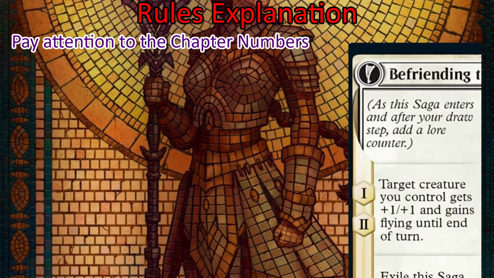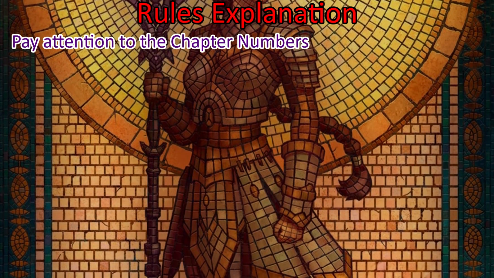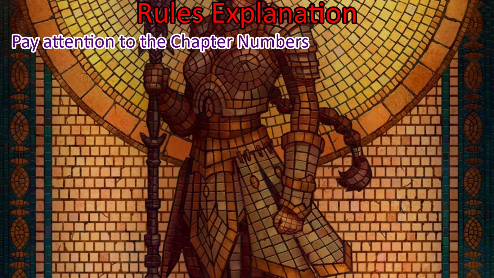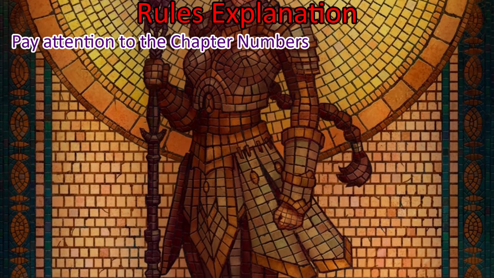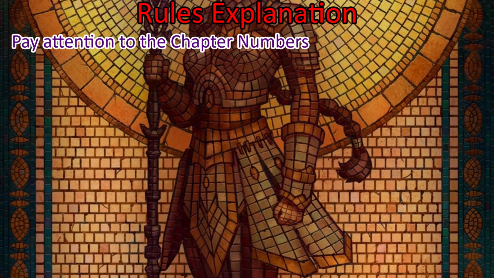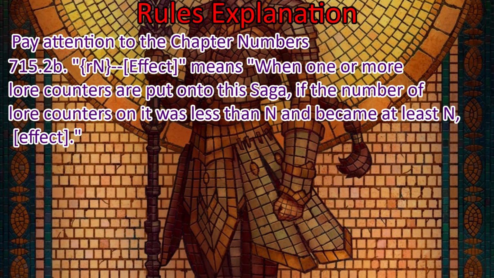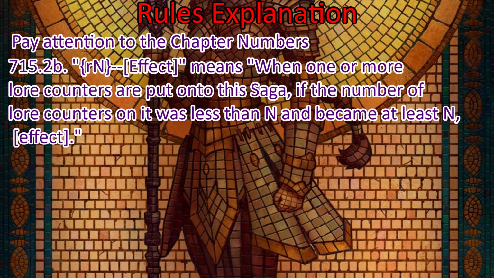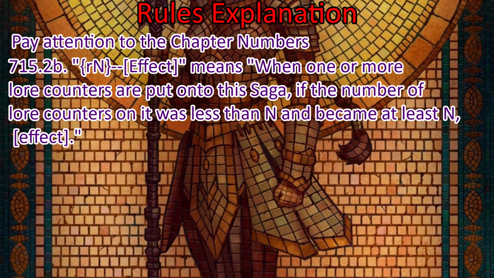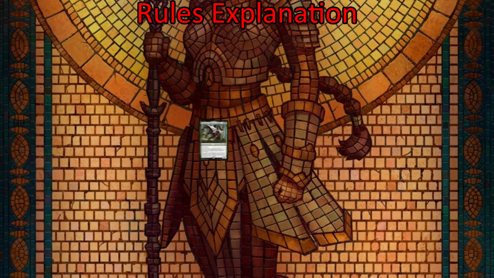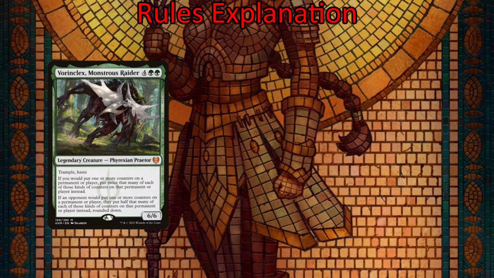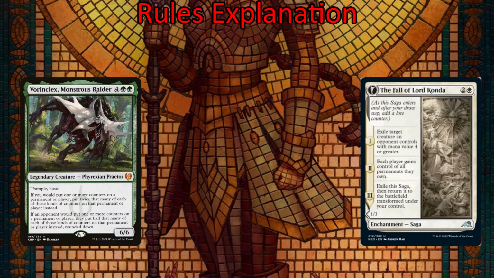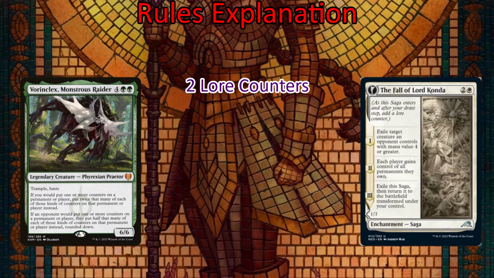Now, an important thing to note about sagas is that based on rule 715.2b, if one or more counters are placed on a saga, we trigger all of the corresponding chapters equal to the numbers placed. For example, let's say we have a Vorinclex, Monstrous Raider on the side of the board, and we play The Fall of Lord Konda. That saga will enter with 2 counters instead of 1, because of Vorinclex's ability.